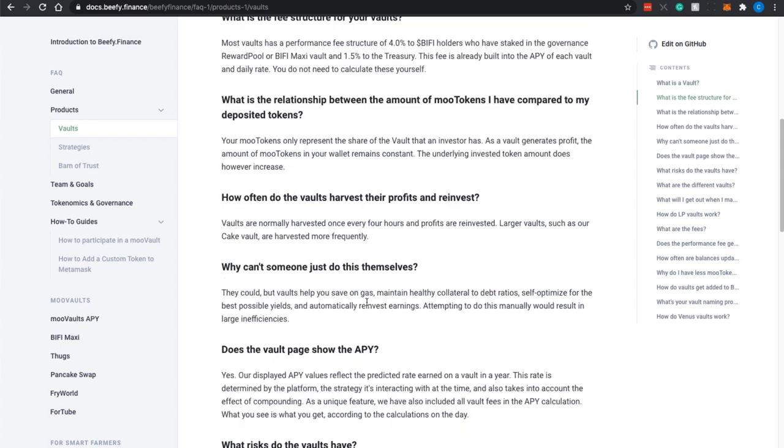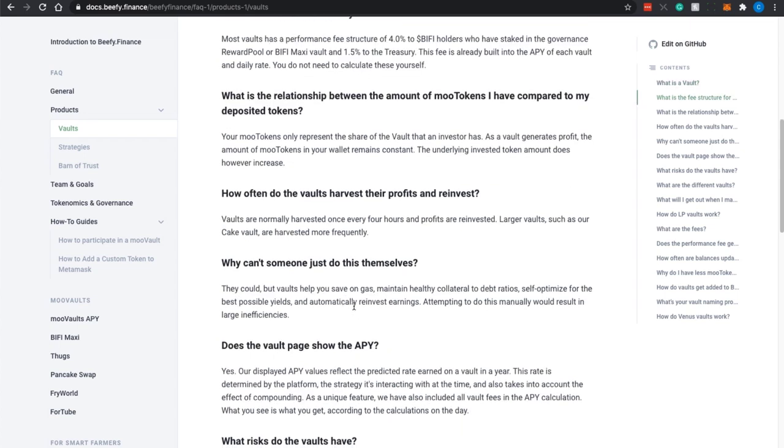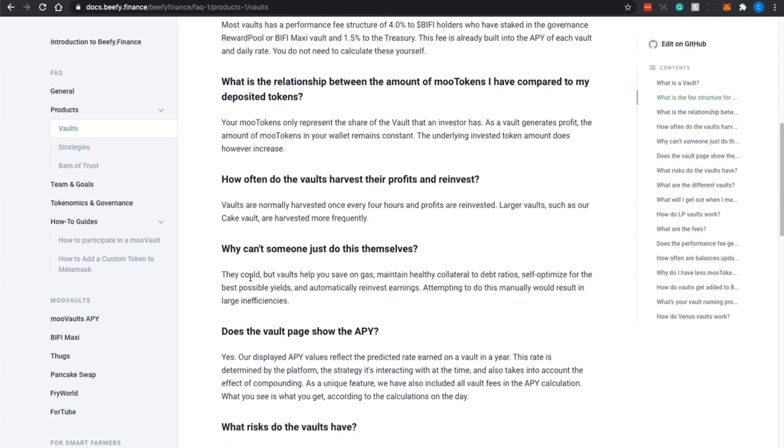And of course, one of the key questions is: why use BIFI Finance? You can do it on your own, but if you use solutions such as BIFI Finance and other yield farming platforms, they help you save on gas, help maintain a healthy collateral, and self-optimize for the best possible yields and automatically reinvest earnings. So everything is done through automation and optimization without you having to do it manually yourself.